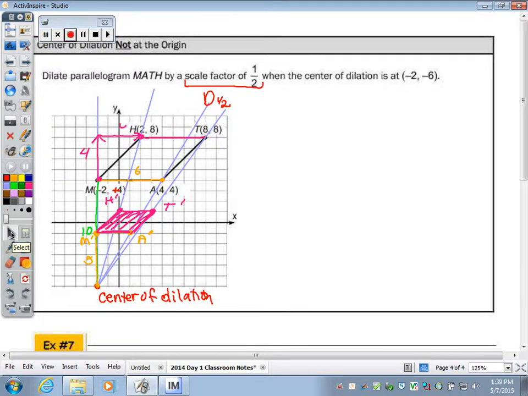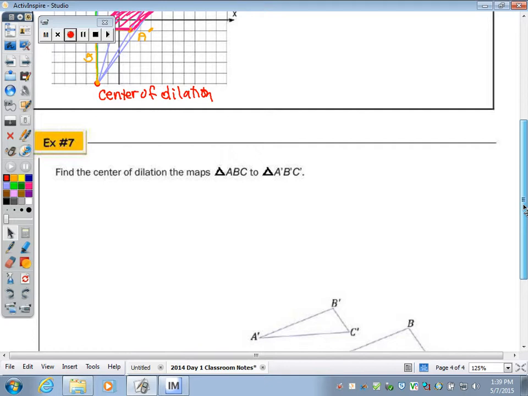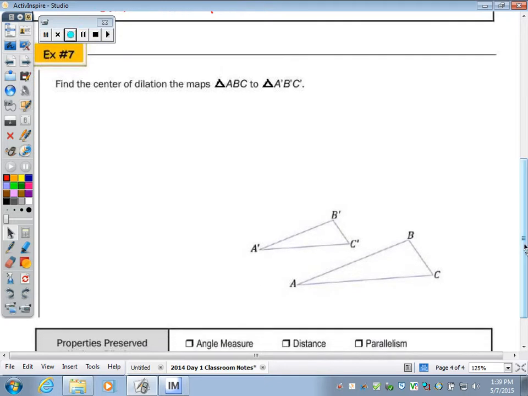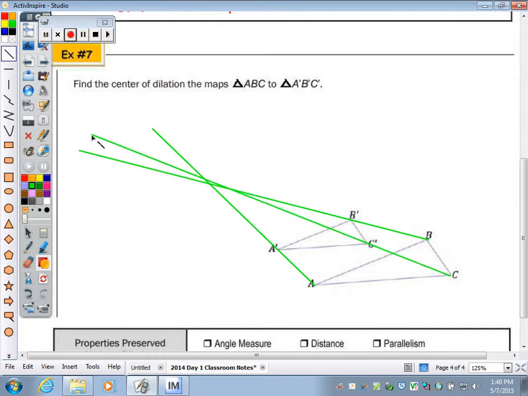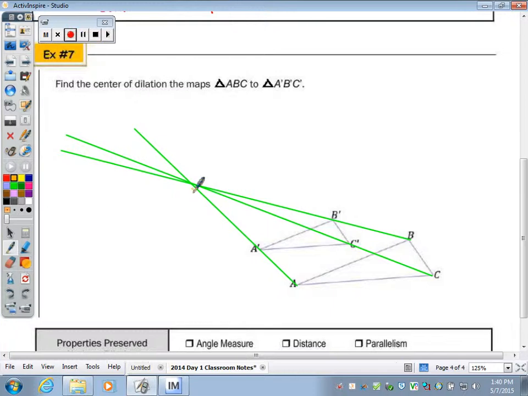At the bottom of the page, it asks us to construct the center of dilation. All you do with that is take a straight line. So you can get out your straight edge, and you're going to draw a line that goes through each point and its image. So there's A through A prime, B through B prime, and then C through C prime. And then right here would be your center of dilation.